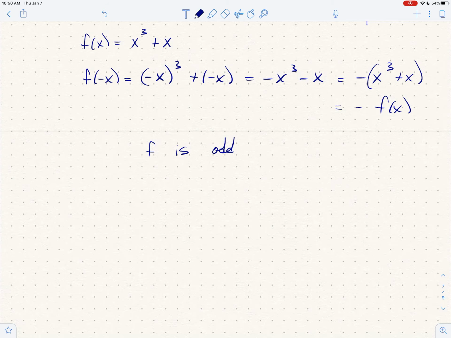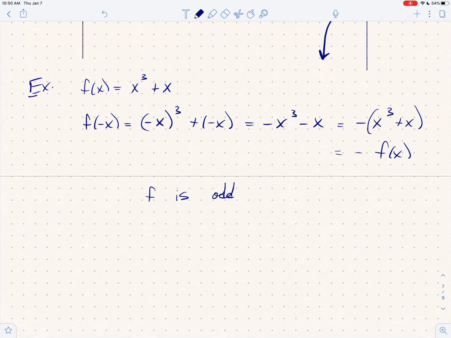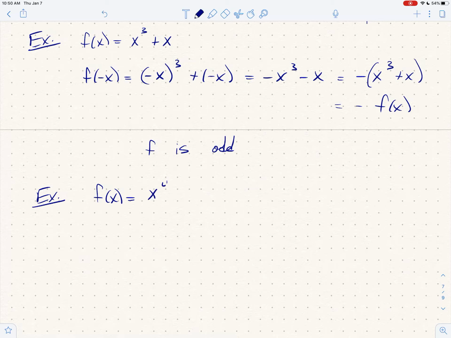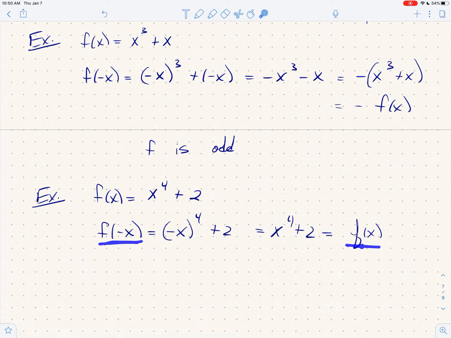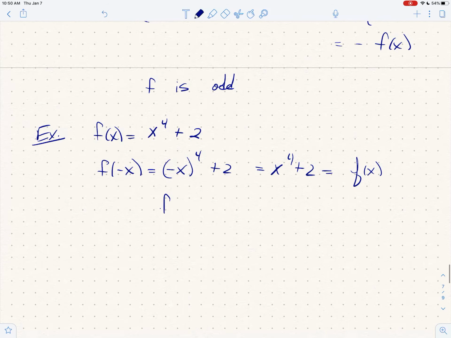Let's see an example of a function that is actually even, and then we'll see an example of a function that's neither. So here's f of x equals x to the fourth plus 2, okay? So I'm going to look at f of minus x, and I'm going to get minus x to the fourth plus 2, but the fourth power kills the negative. This is just x to the fourth plus 2, which is just our original function. And so I've shown you that f of minus x is f of x. And we can say thus f is even.